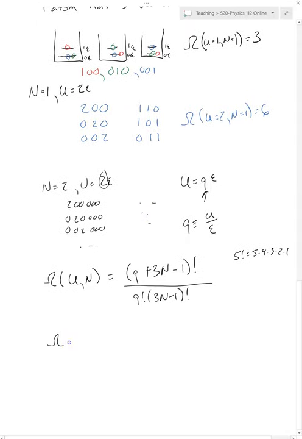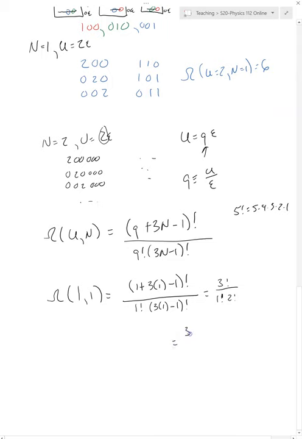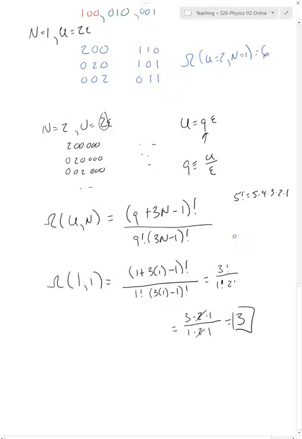So first of all, let's check it for 1, 1. All right, so this is going to be 1 plus 3 times 1 minus 1 factorial, divided by 1 factorial, and then 3 times 1 minus 1 factorial. So this is just going to give us 3 factorial divided by 1 factorial times 2 factorial. For this one, we can actually just calculate it. This is 3 times 2 times 1 divided by 1 times 2 times 1. The 2's cancel out, and everything else is 1, so this is equal to 3. And that's exactly what we found up here. We found that that multiplicity is equal to 3.